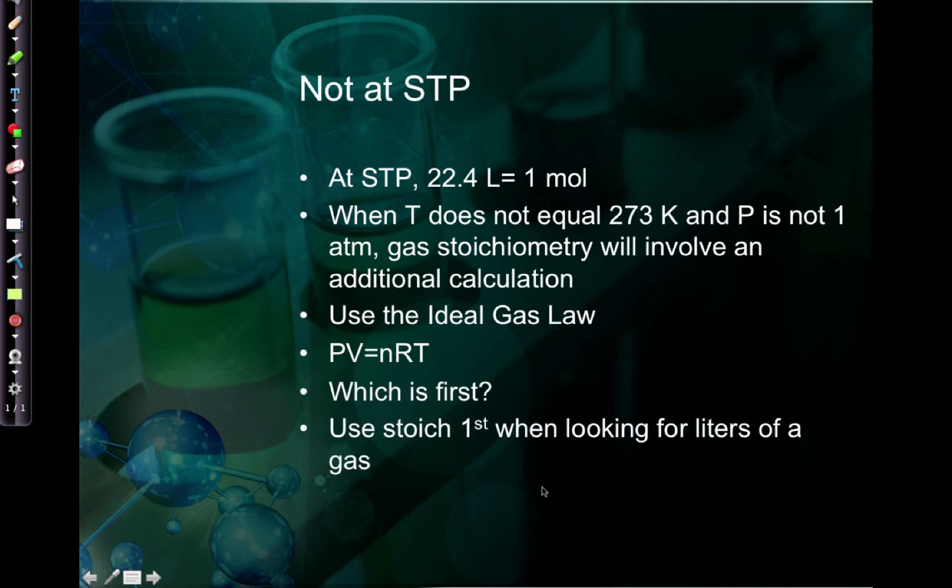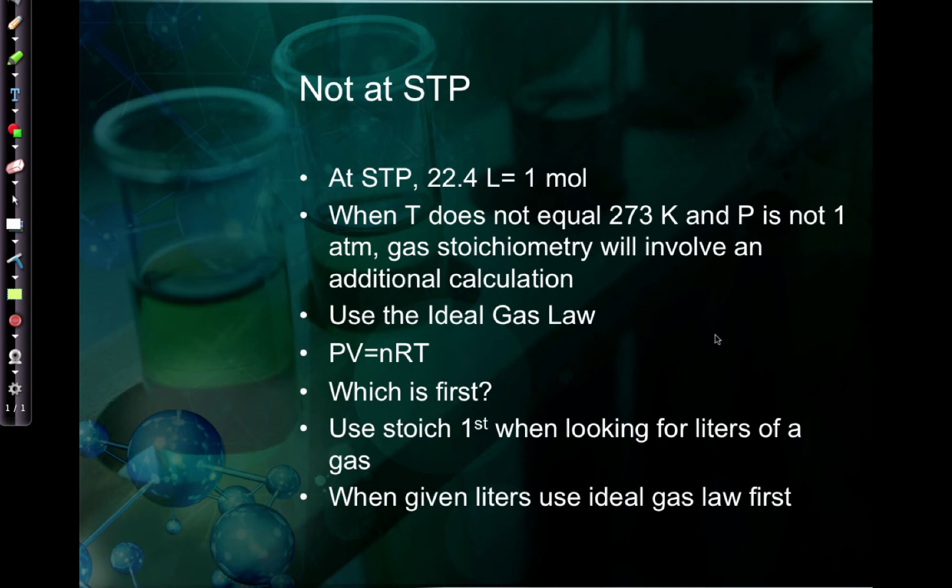You're going to use stoichiometry first when you're looking for liters of a gas. And if you are given liters of a gas, you're going to use the ideal gas law first. So you use stoichiometry first when you're looking for liters of a gas, and if you're given liters of the gas, you use the ideal gas law first.